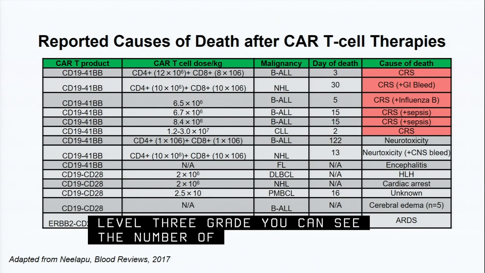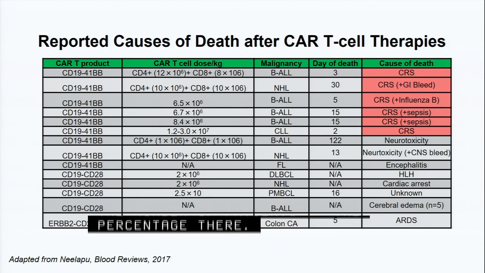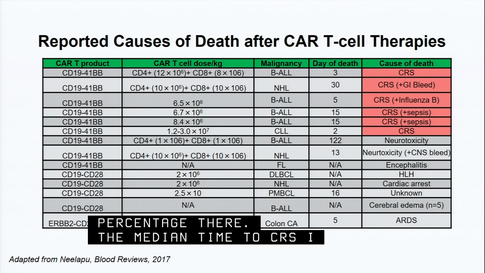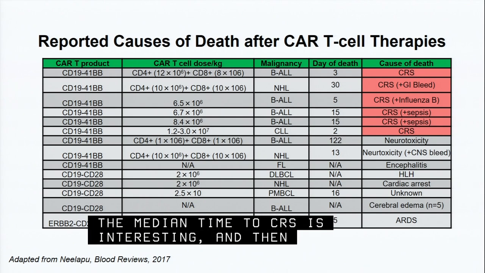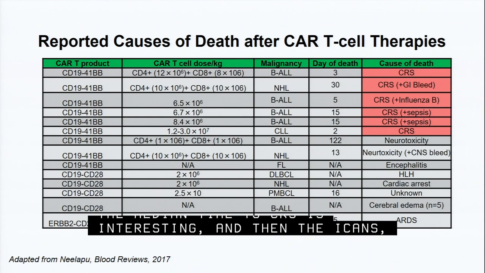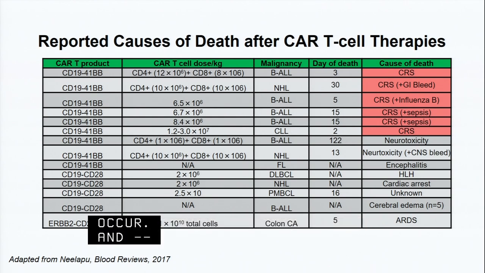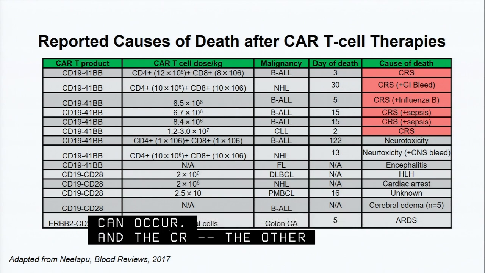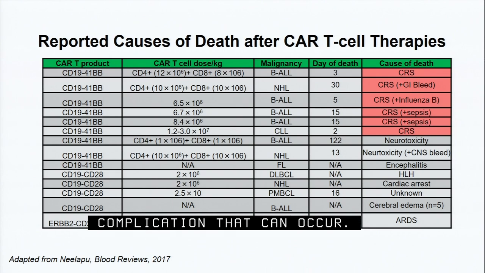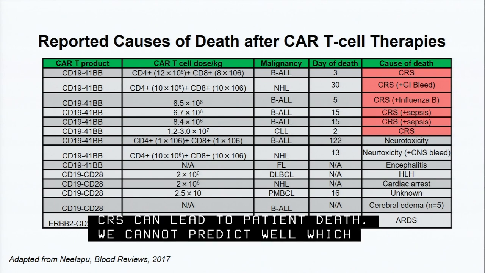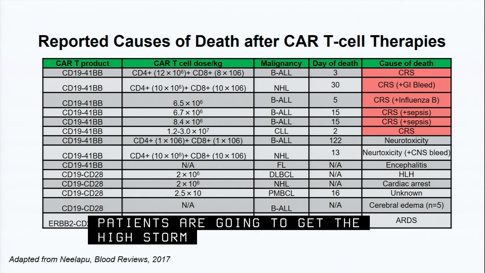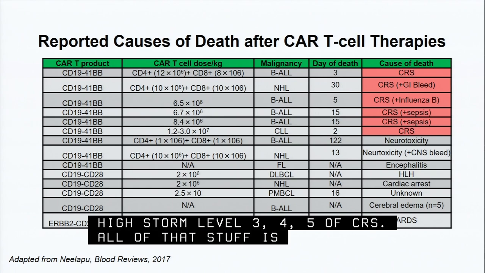And then this other slide is simply showing that the CRS can be incredibly significant, to the point that it can and does lead to patient death. So unfortunately, we're not at the point where we can predict really well which patients are going to get the high storm, level 3, 4, or 5 of CRS. All of that is still being looked at, and a lot of clinical trials are still ongoing. But we have gotten better at managing the CRS and detecting it faster and looking for the things that point to different levels of CRS.